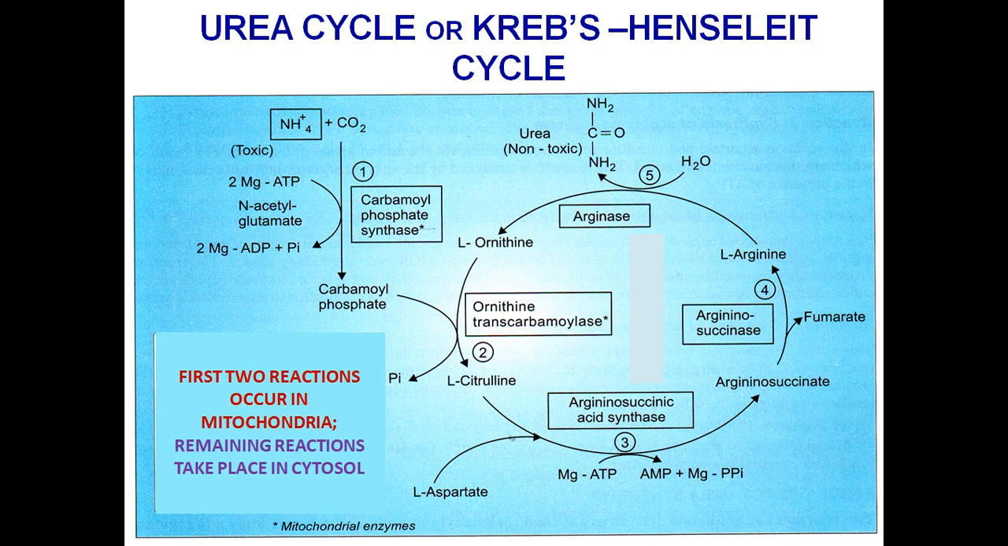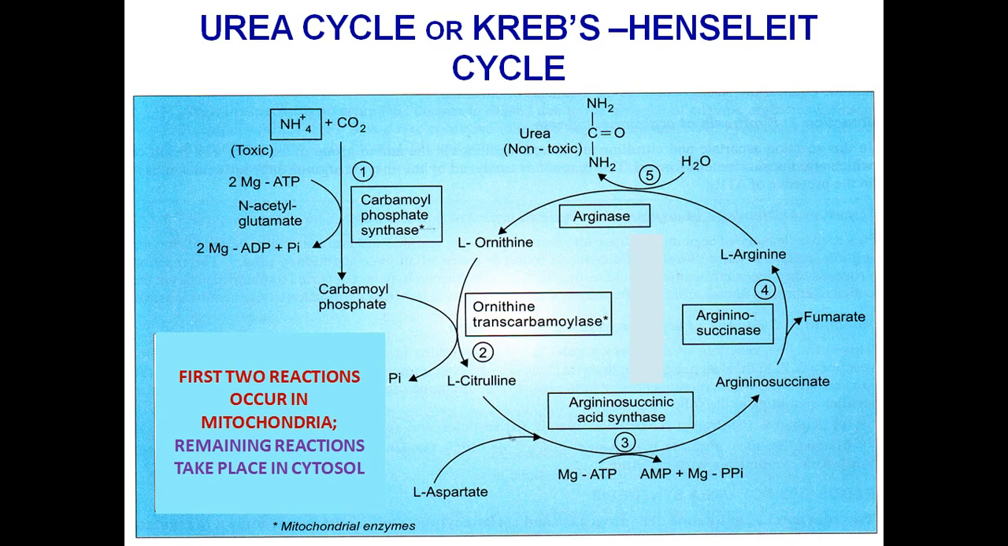So what will this enzyme do? This enzyme condenses ammonia and carbon dioxide and converts them into a compound called carbamoyl phosphate. Since carbamoyl phosphate is synthesized from ammonia and carbon dioxide, the enzyme involved in this reaction is called carbamoyl phosphate synthase 1, CPS1 in short. Here, this enzyme requires N-acetyl glutamate as a coenzyme.